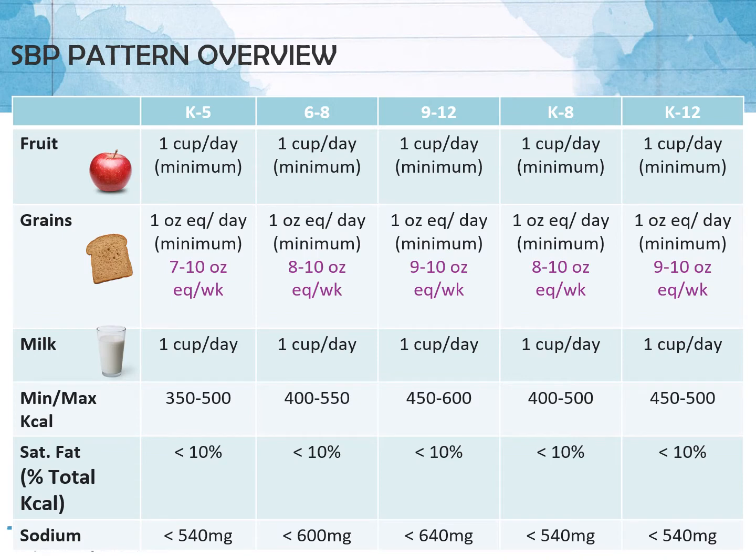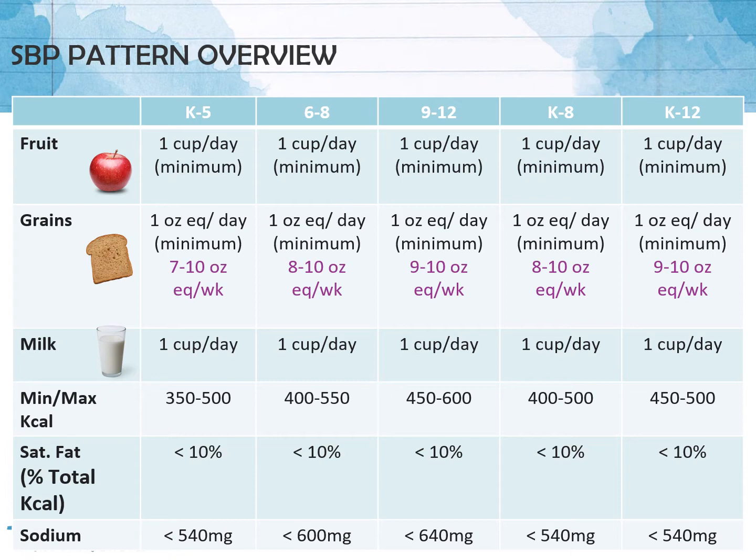Here we see the daily and weekly minimum requirements of the fruit, grain, and milk components by age grade group for breakfast. Please note that at breakfast there are 5 possible age grade groups to use: K to 5, 6 to 8, 9 to 12, K to 8, or K to 12. The fruit component, which may include vegetables, is a minimum of 1 cup per day for every age grade group.